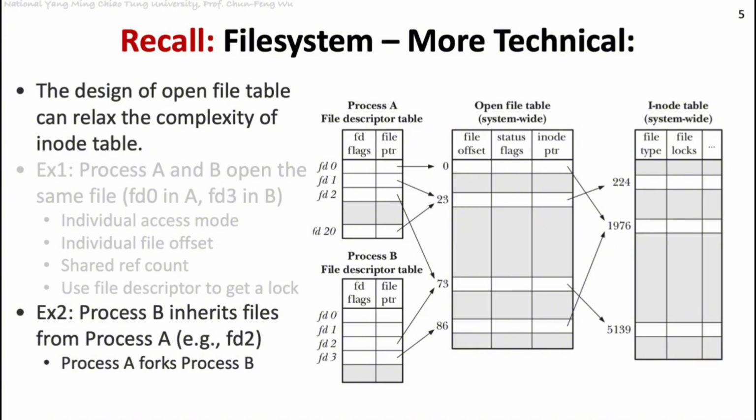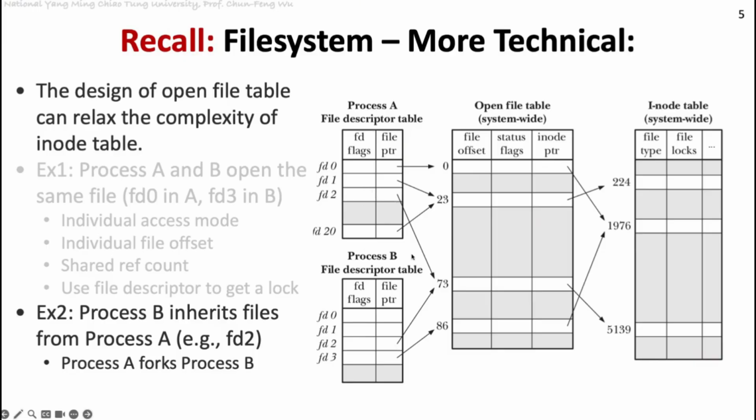There is another example about inheritance, because in Linux, when process A forks process B, process B shares most of the information of process A, including the file. So in this example, process A forks process B. FD2 of both process A and process B actually point to the same open file table. The reason is that process A forks process B.